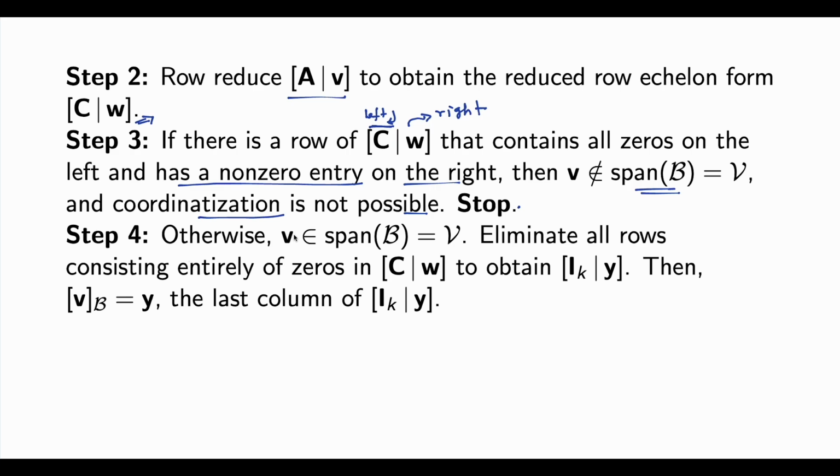Otherwise, v belongs to the span of the given basis B. It means we eliminate all rows consisting entirely of zeros in the augmented matrix and obtain a matrix of the form [I_k | w]. Then the coordinatization of v with respect to the basis B is given by that last column of your augmented matrix.